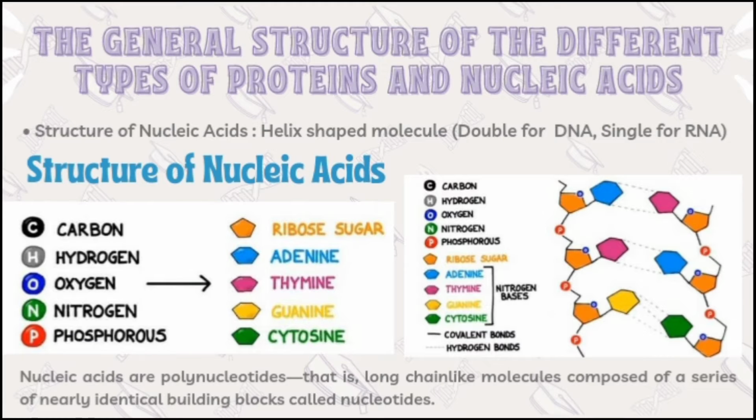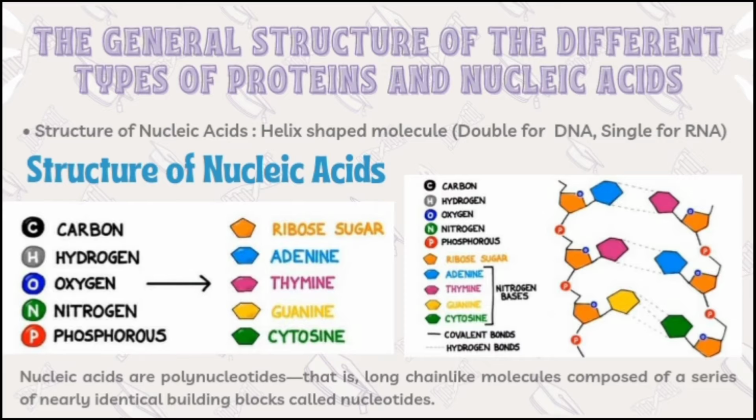Notice how the sides of the ladder alternate between ribose sugar groups and phosphate groups. Also notice how adenine always pairs with thymine and guanine always pairs with cytosine. The nitrogen bases are connected across the molecule using hydrogen bonds. Adenine and thymine are connected using 2 hydrogen bonds, and guanine and cytosine using 3 bonds.